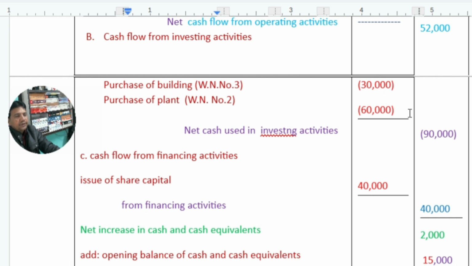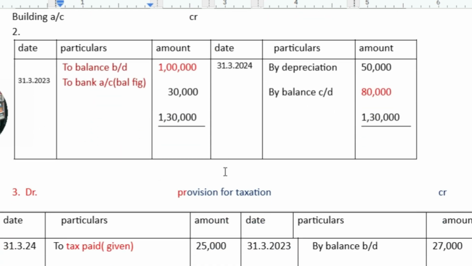This is 60,000. In the same manner, building is calculated. Opening balance 1 lakh, and depreciation is provided 50,000. Closing balance is given 80,000, and the difference is 30,000. It represents purchase of building. So credit side is greater than debit side. The difference represents purchase. If debit side is greater than credit side, then the difference represents depreciation.